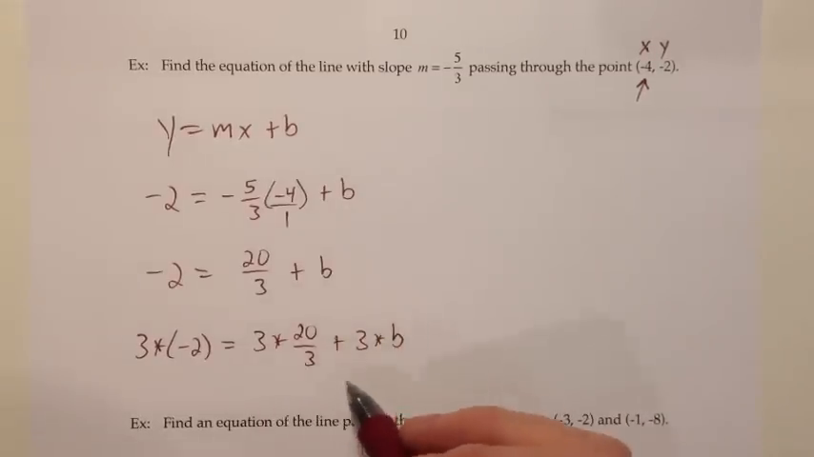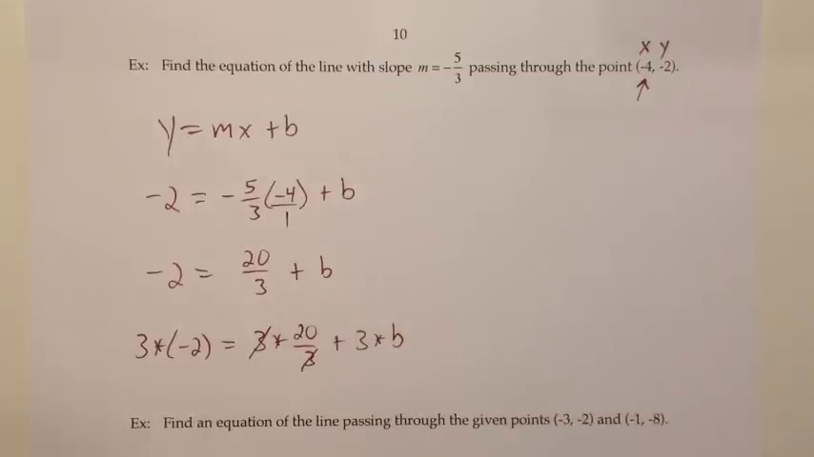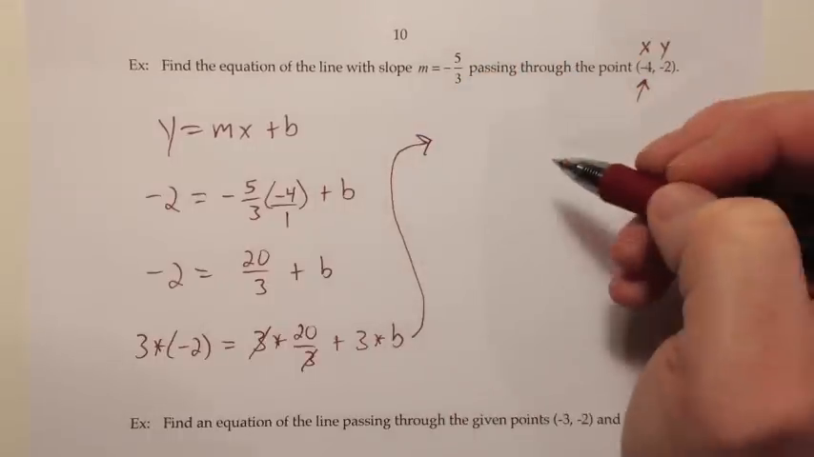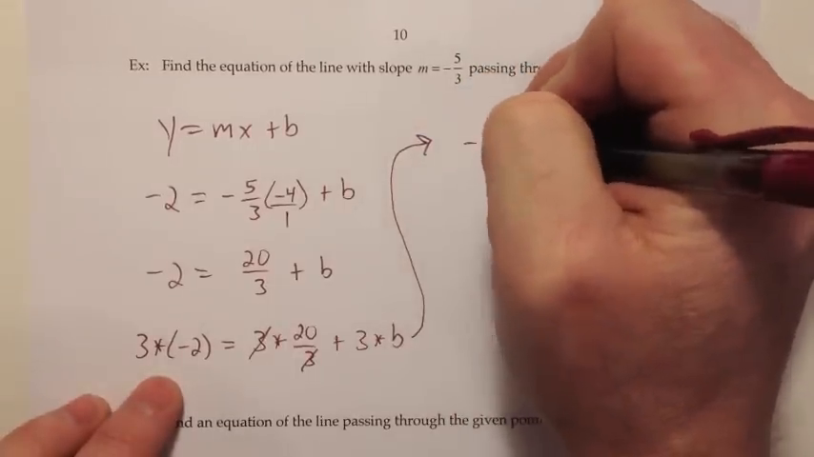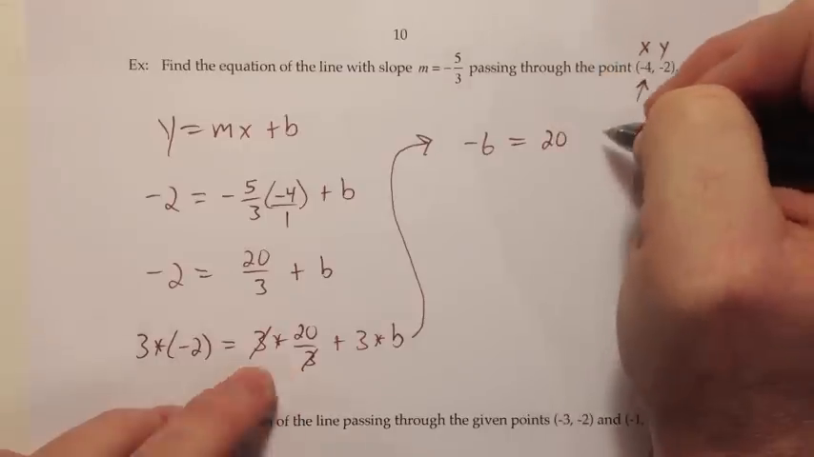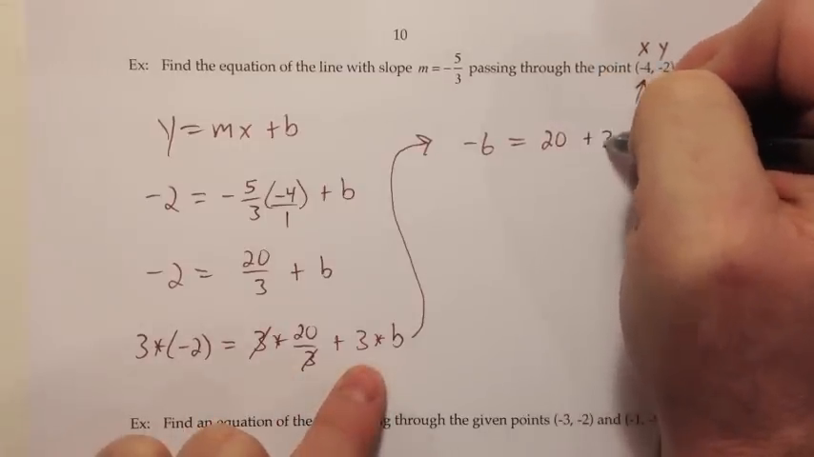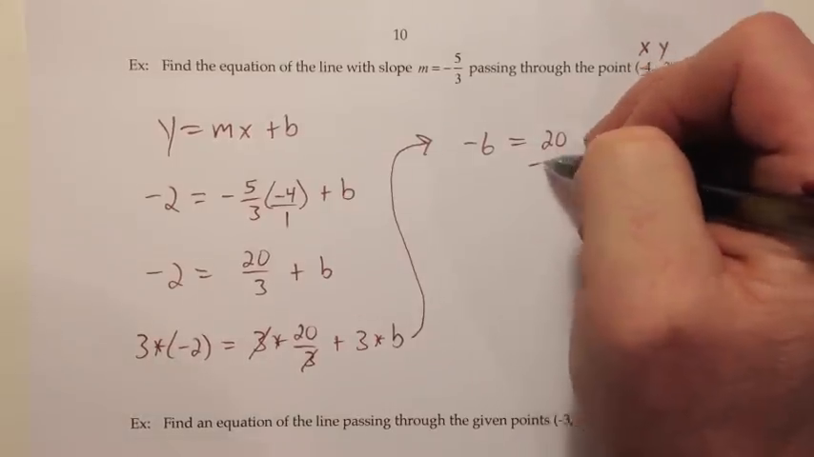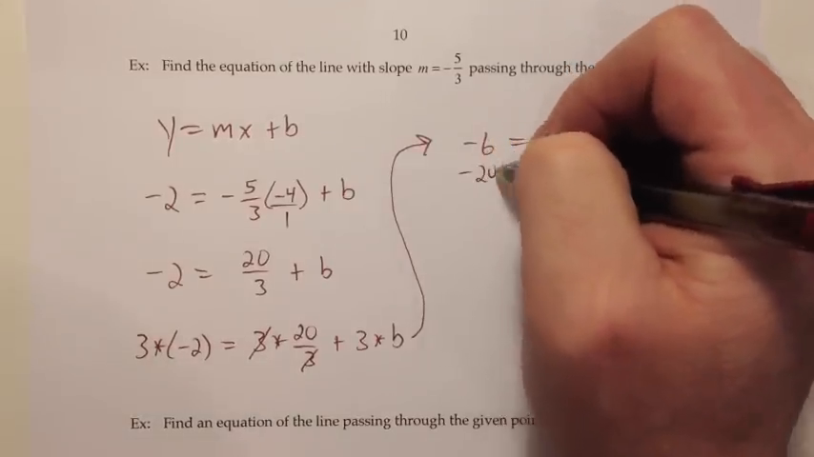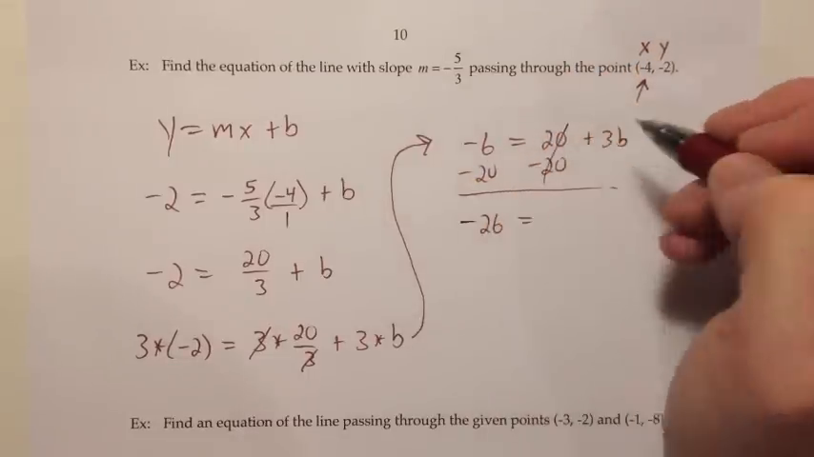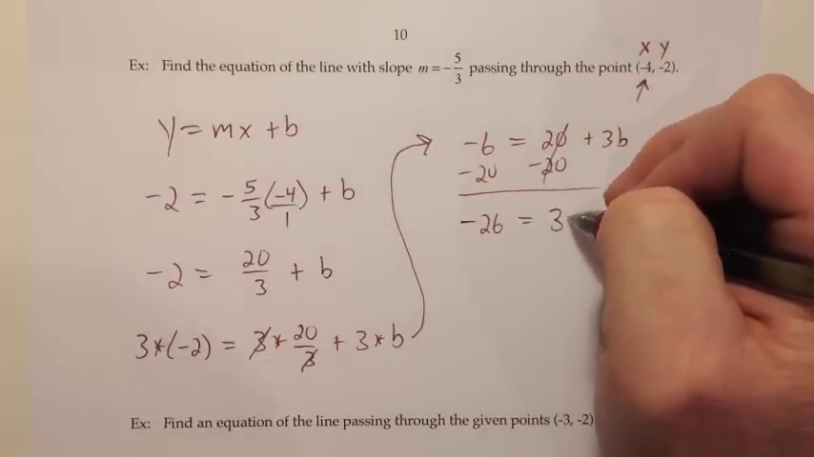And here's the one that's most important. This 3 cancels that 3. That was our only denominator, so as soon as we do that step, the fractions are gone. And then bringing that up here, on the left I have negative 6. On the right, the 3's canceled. I just have 20. And then I have plus 3b. So I want to try and get this b by itself. So I would subtract 20 from both sides. On the left, that gives negative 26, and on the right, those cancel, and I'm left with just the 3b.